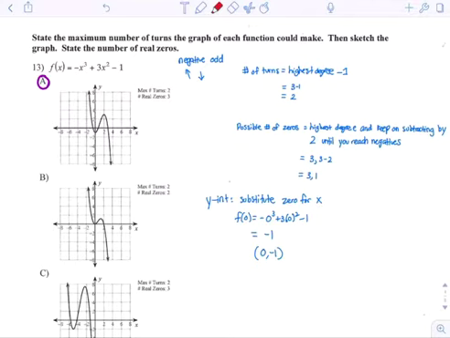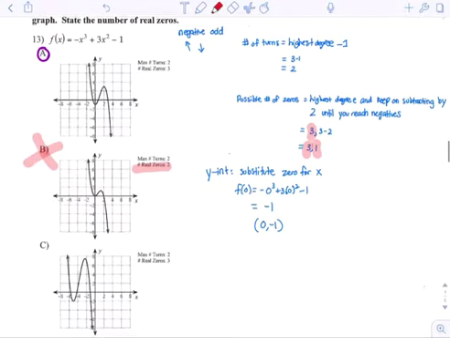Possible number of zeros, remember, take the highest degree and just keep on subtracting by 2, right? To give you guys your possible. So since 3 is our highest degree, and then 3 minus 2 would be 1. So our possible zeros are 3 and 1. So I could get rid of this one because do you guys see how it says number of real zeros is 2? Well, we can only have possible zeros of 3 and 1. So it can't be that one. And then you're debating between A and C.